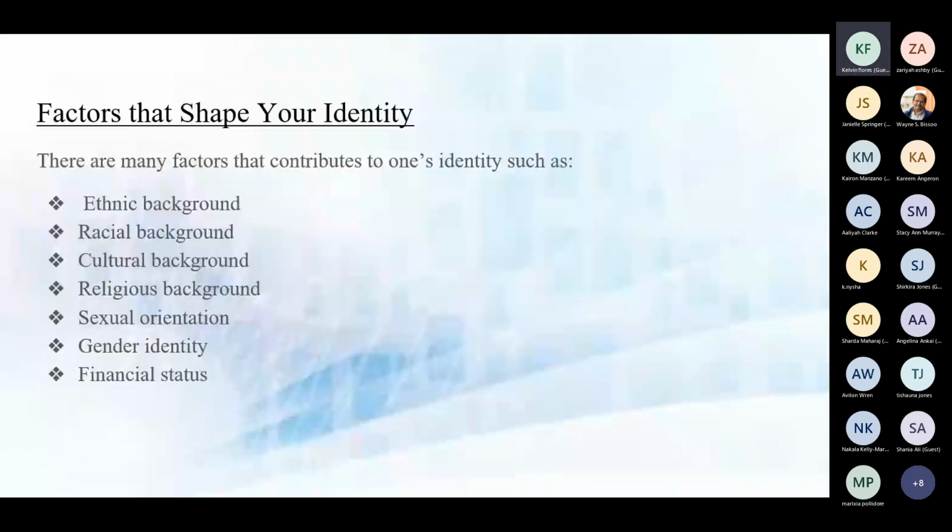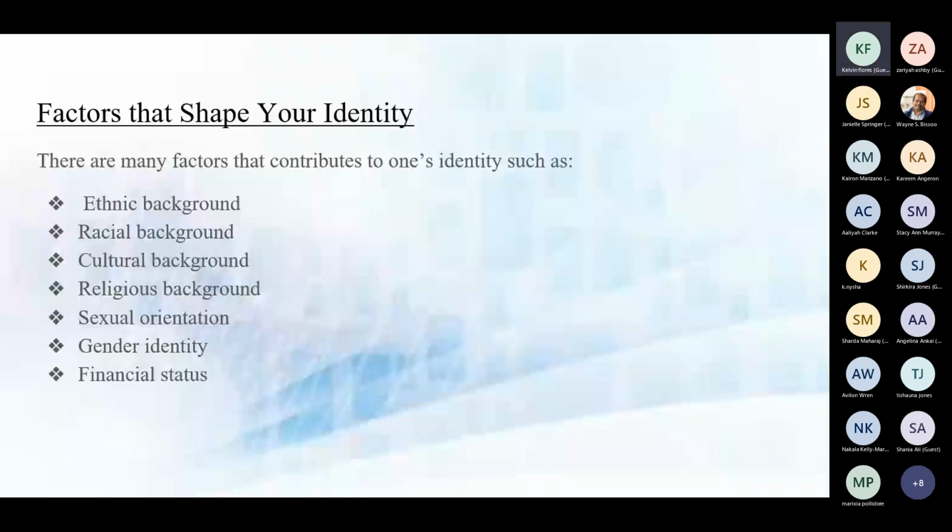Right. Factors that shape your identity. There are many factors that contribute to one's identity. Here we have a list of a few, such as your ethnic background, racial background, cultural background, religious background, sexual orientation, gender identity, and your financial status. But a lot of people confuse ethnic, racial, and cultural background. They are not the same thing.